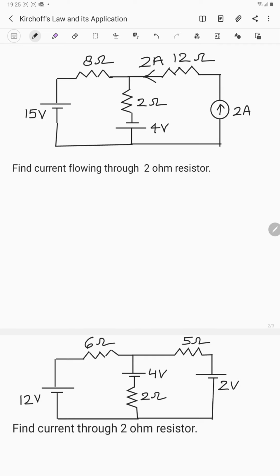Next, what we have to do is assume a current in each of the branches. So let's assume a current in this branch. This is one single branch. So in this branch we are going to assume a current. Let's assume the current here to be I.